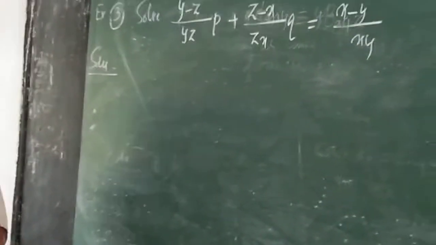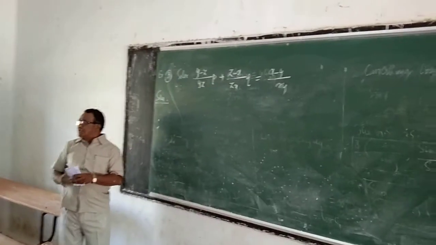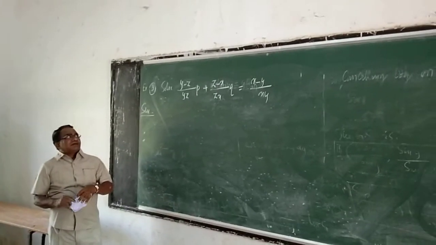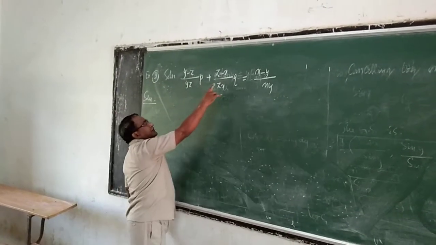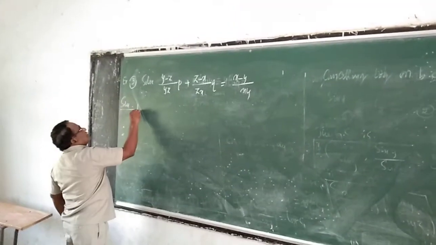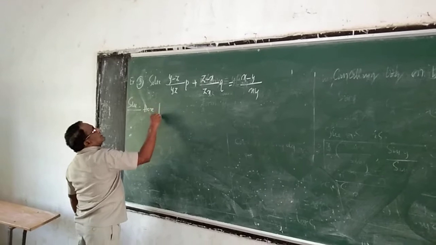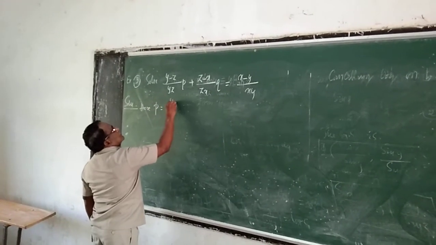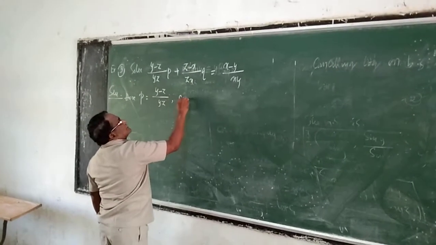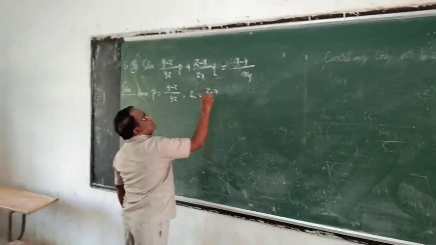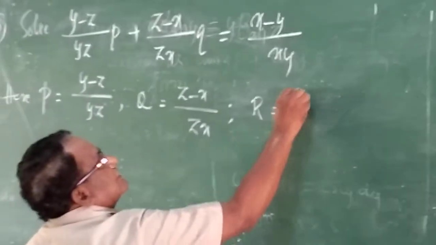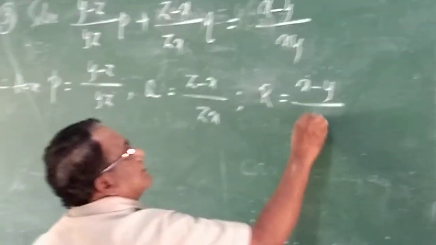Okay, observe here, the given equation is of the form Pp plus Qq is equal to R here. Clearly here, what is your P? Capital P is y minus z by yz. Q is z minus x divided by zx. And R is x minus y by xy.